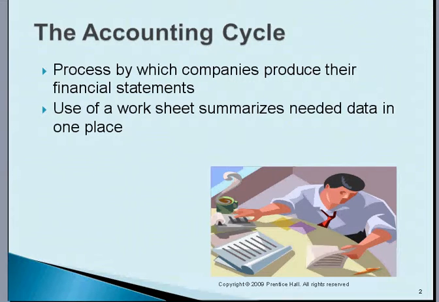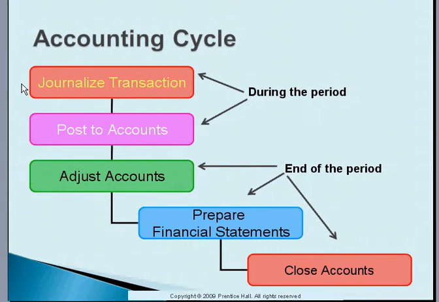Okay? So the accounting cycle consists of journalizing your transactions, posting them to the ledger accounts on a periodic basis. Next, right in here, this intermediate step before the adjusting entries, comes the preparation of a trial balance. Remember, we said that the trial balance is a tool to make sure that we're in balance prior to doing the adjusting entries.